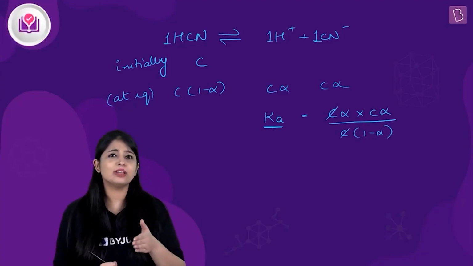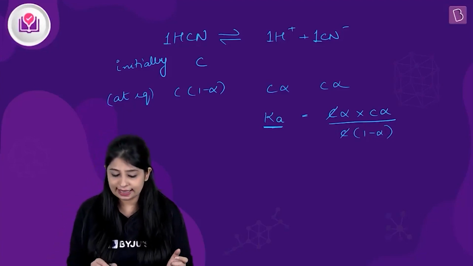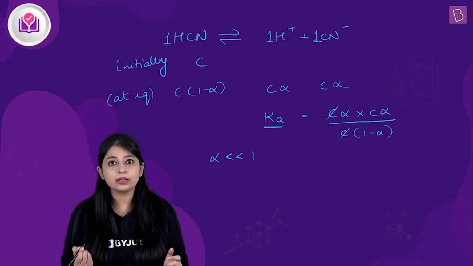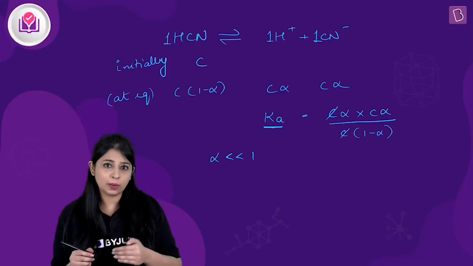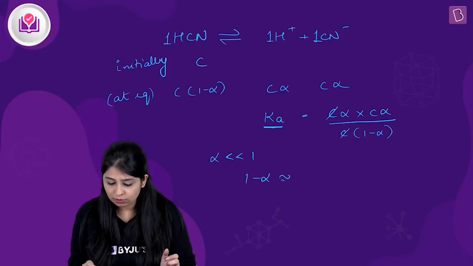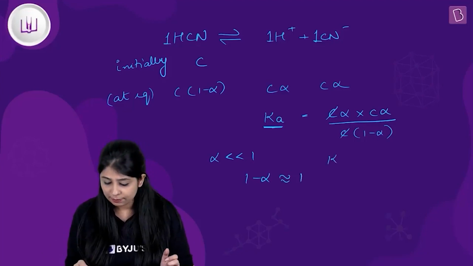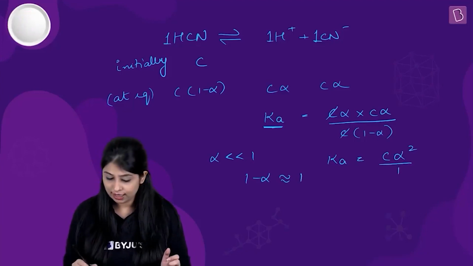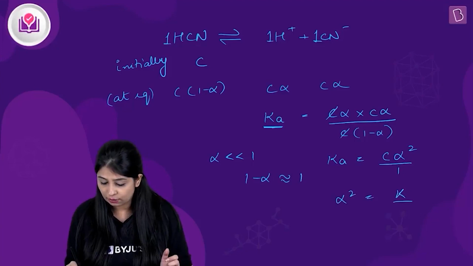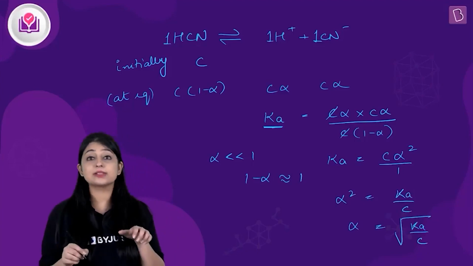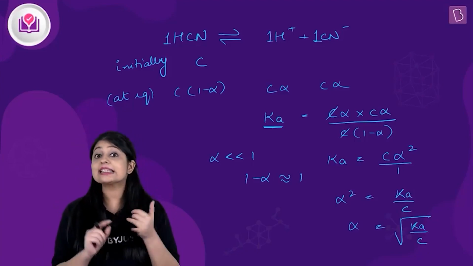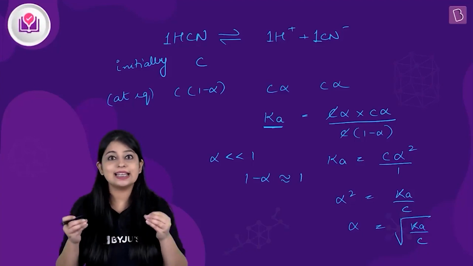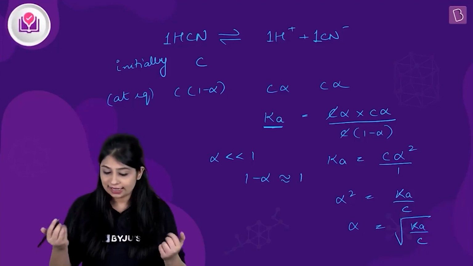Now we know that the Ka value is so small that we can neglect alpha in front of 1. Since alpha is so small compared to 1, we can write 1 minus alpha almost as 1. So Ka becomes C alpha square upon 1. So alpha square is Ka upon C, and alpha comes out to be the square root of Ka upon C. Alpha is the degree of dissociation, Ka is the dissociation constant, and C is the concentration of the aqueous solution. We have been given both values of Ka and C.